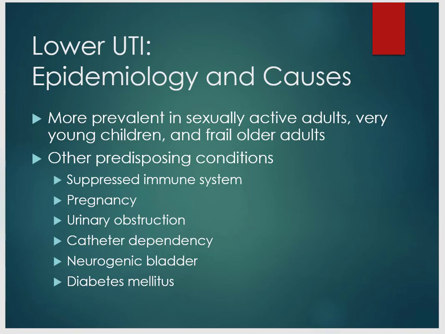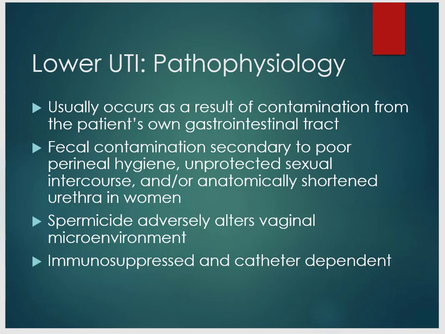So if you have someone that is presenting with urinary tract infections that are more chronic and you're seeing them more frequently, if you have not checked for a blood sugar, it's important to do that, because this may be the first symptom that you see of diabetes. So the patho of a UTI usually occurs as a result of contamination, typically from the patient's own GI tract. Fecal contamination secondary to poor perineal hygiene, unprotected sex, or anatomically shortened urethra in women are very common. This is when you educate your patient on wiping from front to back for urine versus back to front.